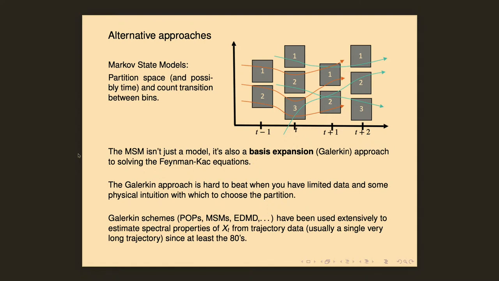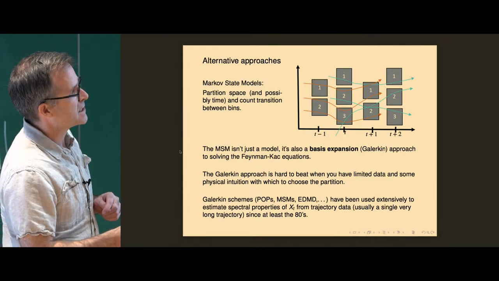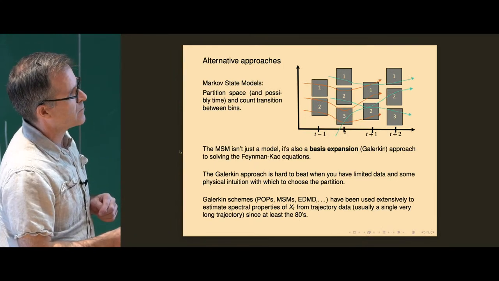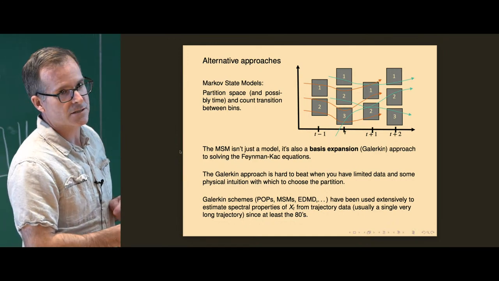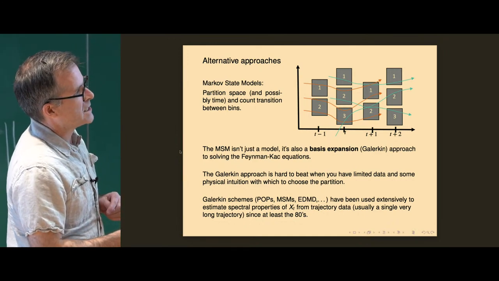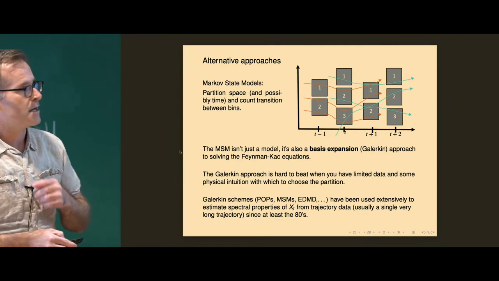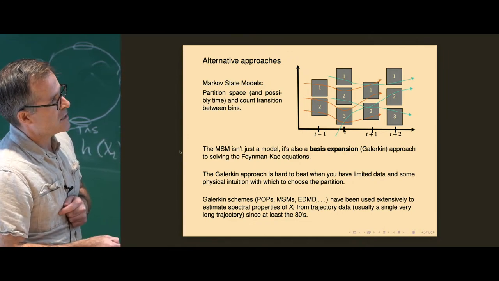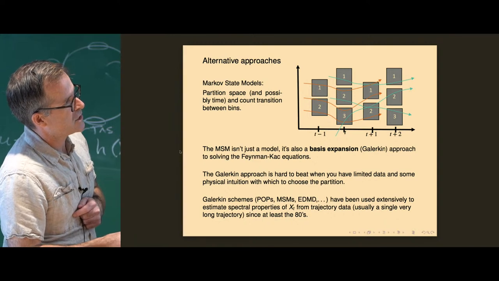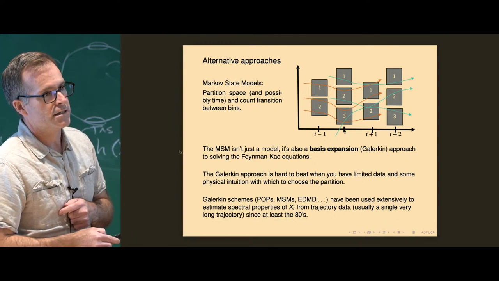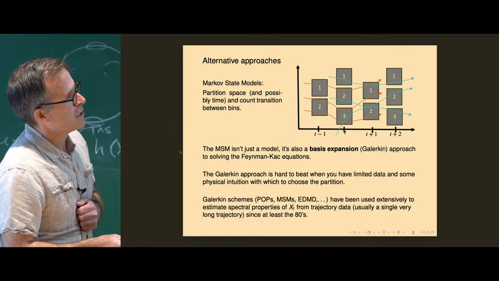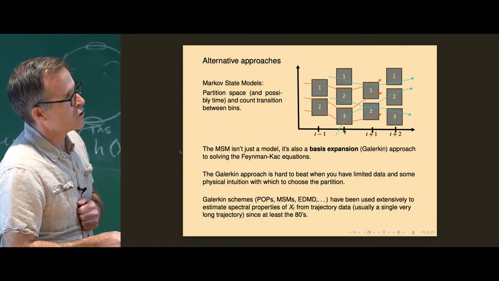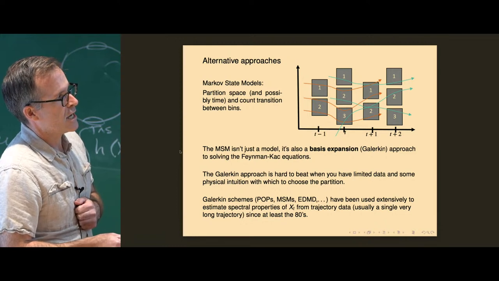You can also interpret this as a basis expansion for the Feynman-Kac equation. So you could interpret the committor you would compute from that model as actually an approximation coming from a Galerkin expansion of the Feynman-Kac equation. There are other bases that you can use. In fact, we've tried a diffusion maps basis for the same problem. And with these methods, when the basis is chosen well, the Galerkin approach is pretty hard to beat when you have limited data. We've found that a neural network will not beat a well-chosen basis.